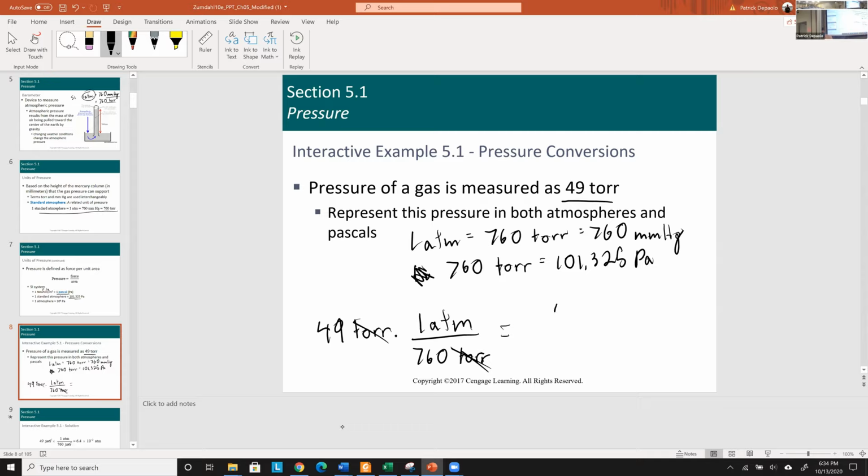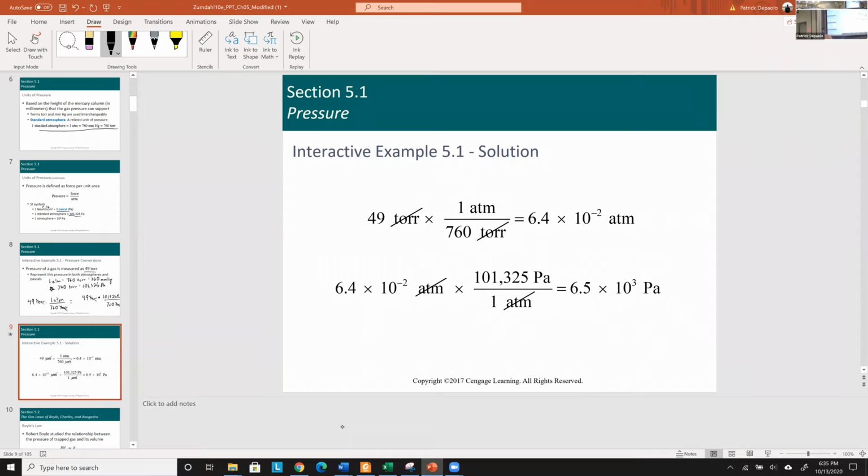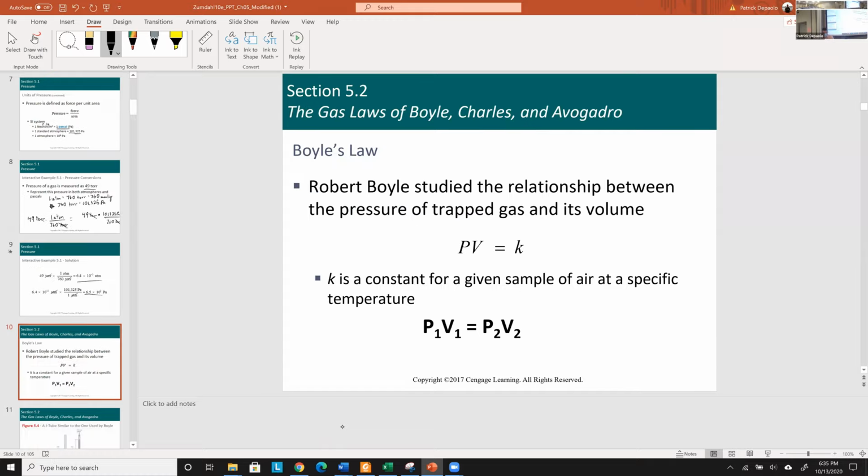And then for the other conversion to go to pascals, we know that 49 torr multiplied by 101,325 pascals over 760 torr, the torrs would cancel out and you'd get a big number there. So if you do that math, you would end up with, oh, I was wrong, it's 0.064 ATM, or 6.4 times 10 to the negative 2, and you would have 6.5 times 10 to the third pascals. So basic, simple unit conversion there.